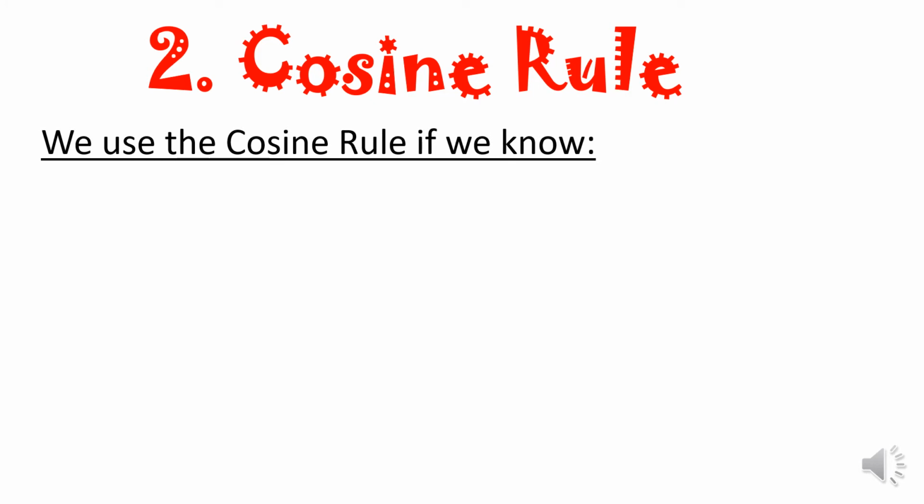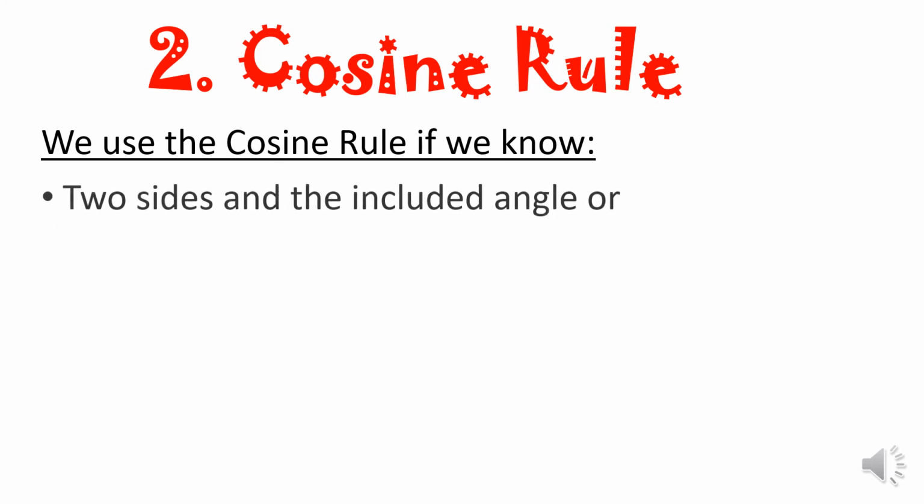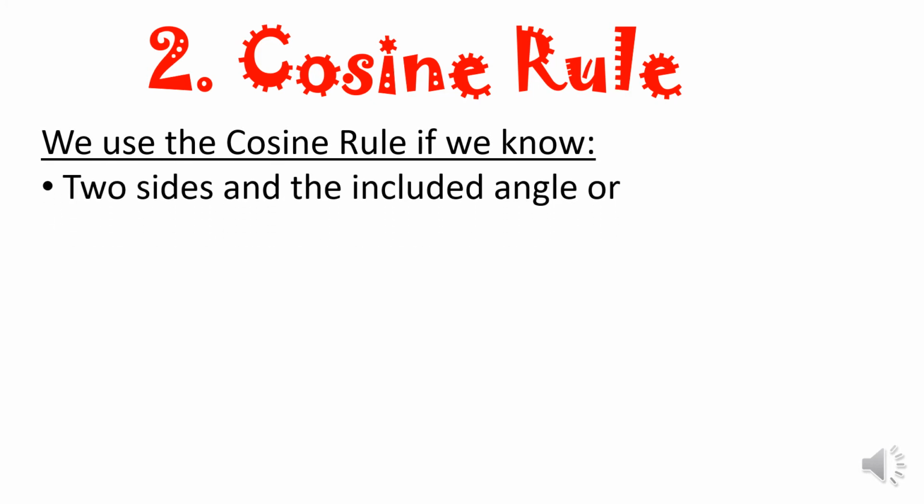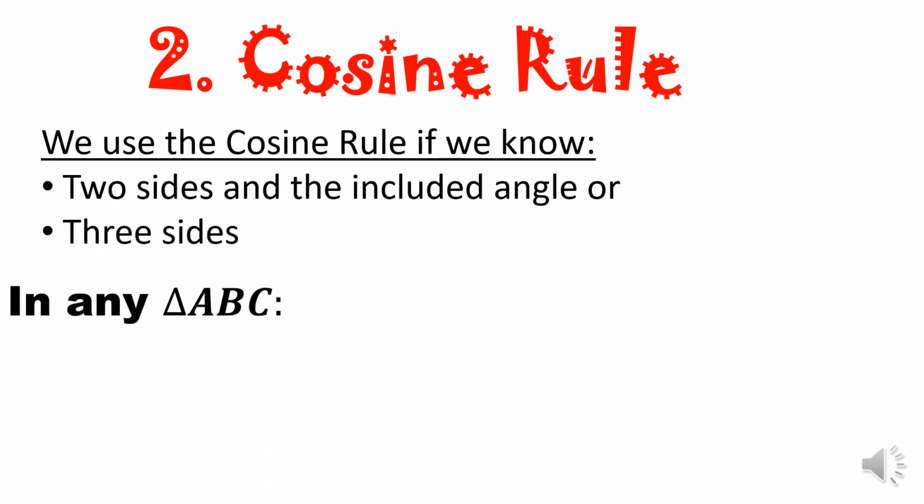Number 2, the cosine rule. We use the cosine rule if we know 2 sides and the included angle, or 3 sides of the triangle. In any triangle ABC, if we are working out the side of a triangle, we use the formula a squared is equal to b squared plus c squared minus 2bc times cos of A.